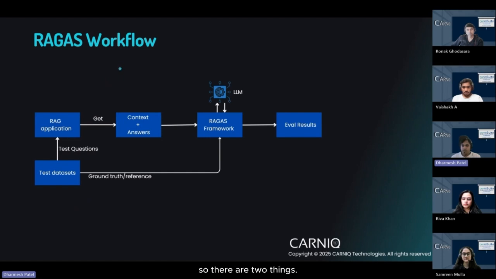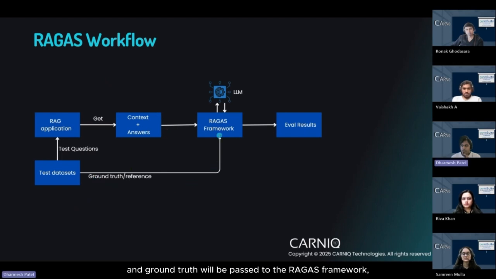So there are two things. Ground truth can be given by you, or it can also be generated by the LLM itself for some test dataset. For example, you are generating test datasets, then there are two things inside. One is ground truth, and the other is your original questions or the user questions. So this will be fed to the RAG application. The RAG application will get the retrieved context and provide you the answers.